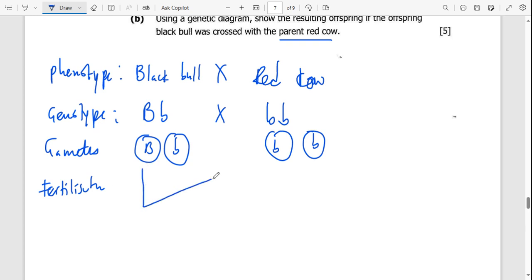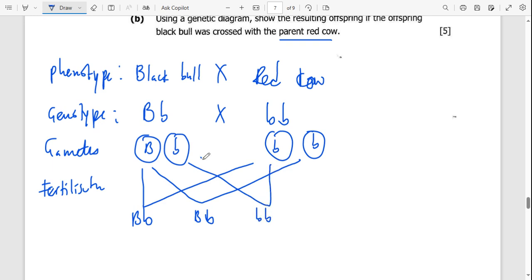So this can cross with this. That is going to be capital B, small b. This can also cross with this. That is going to be capital B, small b. This crossing with this, small b, small b. This crossing with this, small b, small b. So this is the F1 genotype.